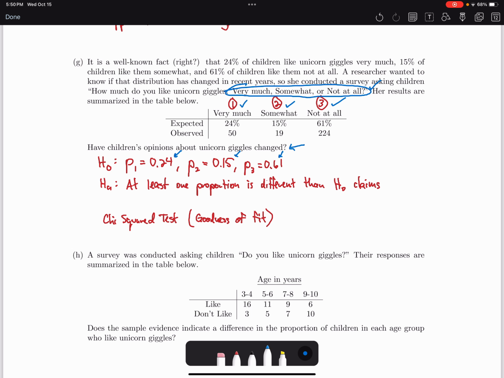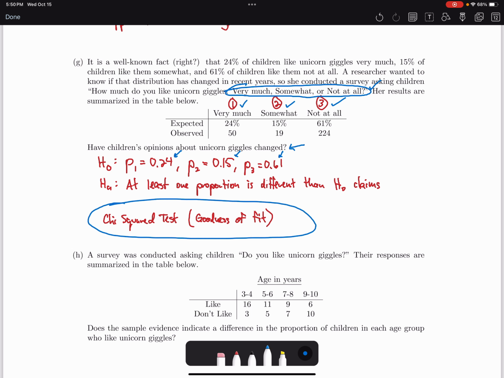Okay, so I have exact values for P1, P2, and P3. I'm not just testing if P1 equals P2 equals P3. I'm testing if P1 equals 0.24, if P2 equals 0.15, and if P3 equals 0.61. And that makes this a goodness of fit test. That's what it's called in Art of Stat, right? It's called a chi-square test.